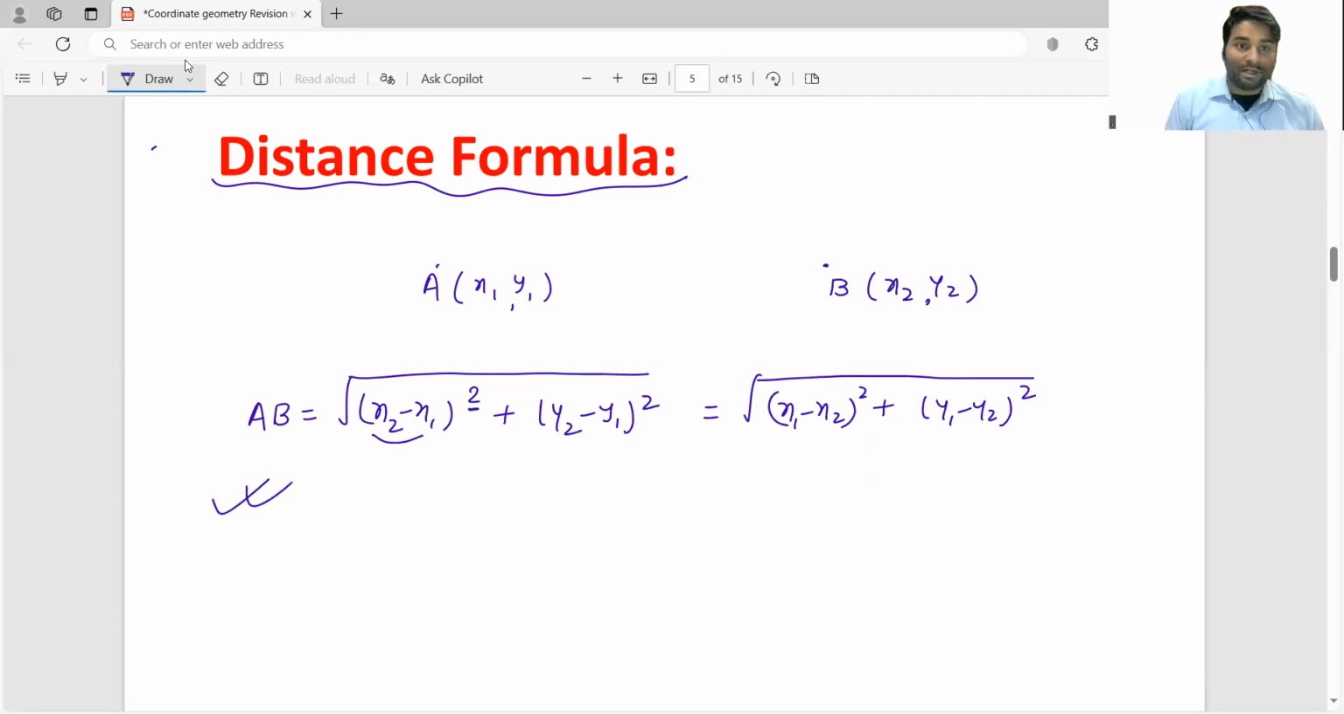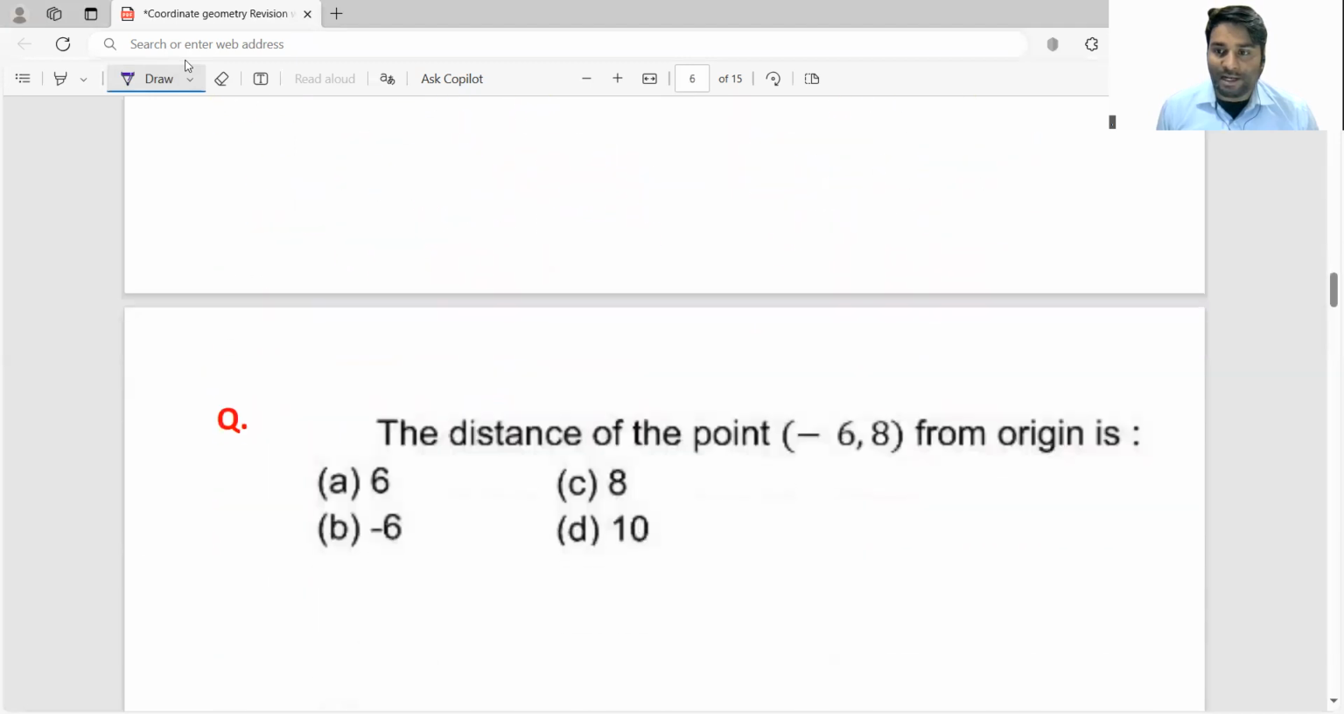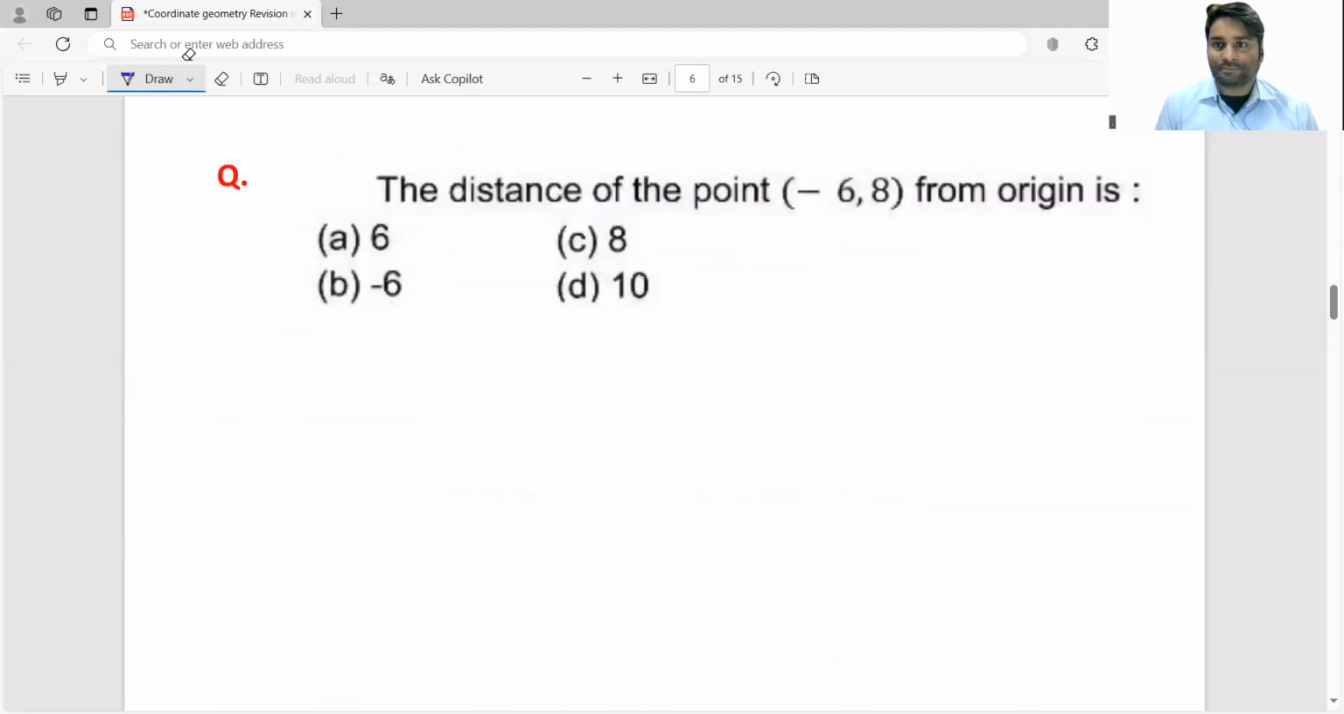So this is nothing but the distance formula, right? I hope this is clear to you all. Now, based on this, let's try to solve some questions that will make it more clear. The distance of the point (-6, 8) from the origin.